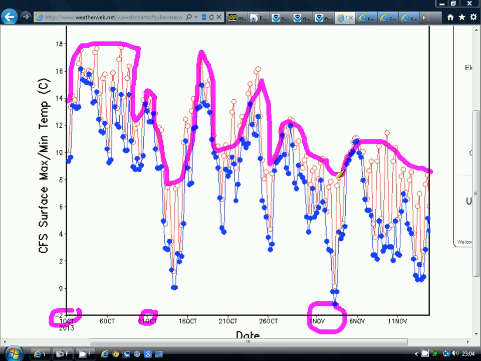But in between, we're very much up and down. We start warm, then we go much cooler, then we go warmer again, then we go cooler again, then we go warmer again, and then finally we do turn it cooler, and we settle and stay into an autumn pattern.